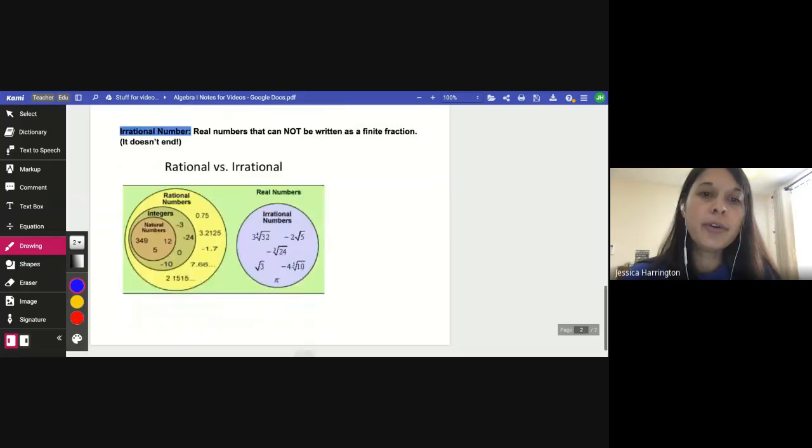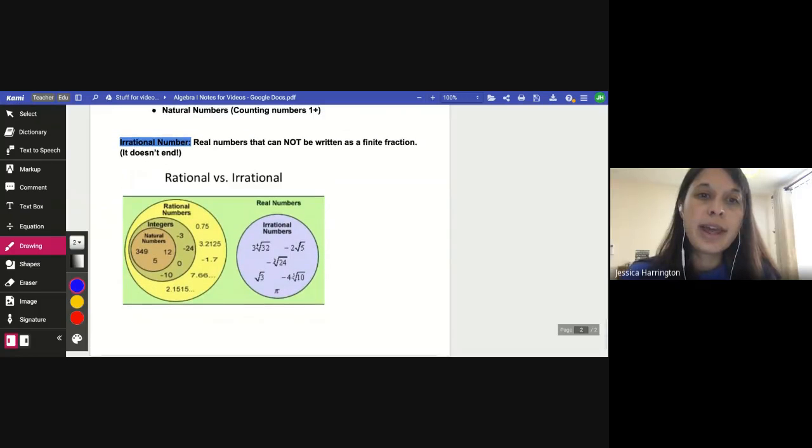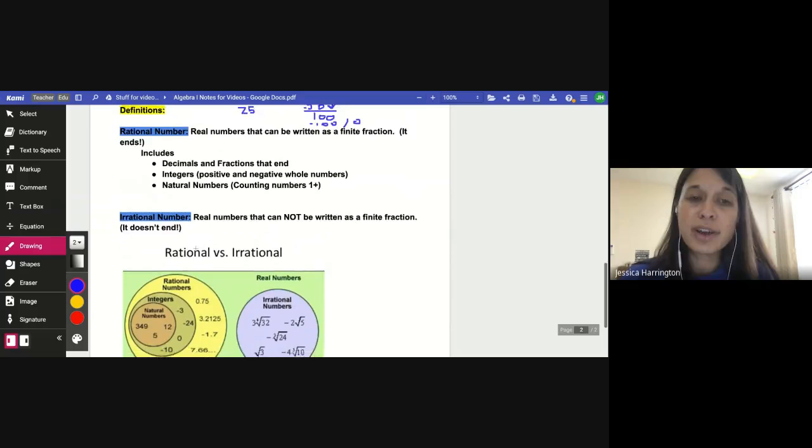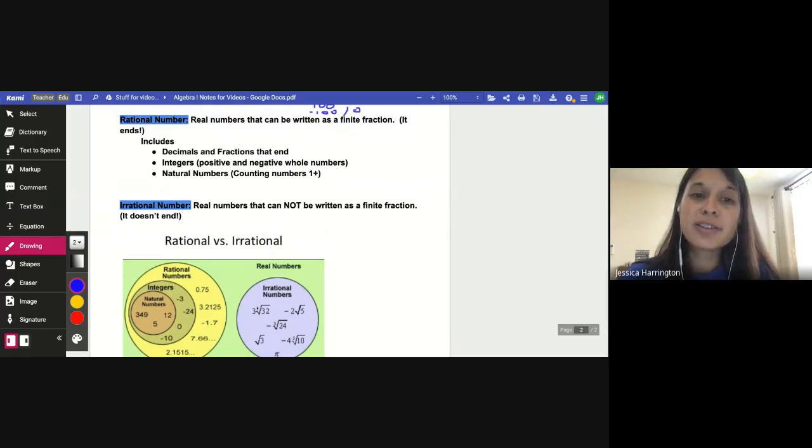Okay? All right. So now your task is going to be to use these definitions of rational versus irrational numbers. You're going to determine or discover some rules, which should be fun.